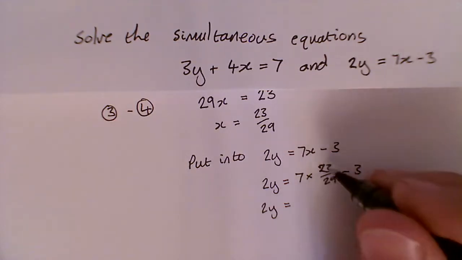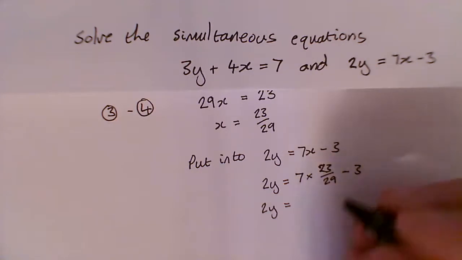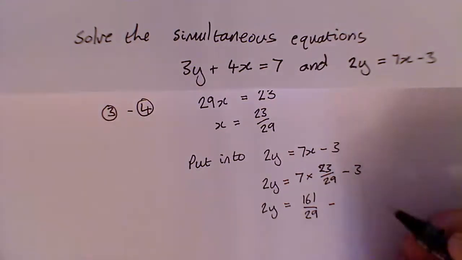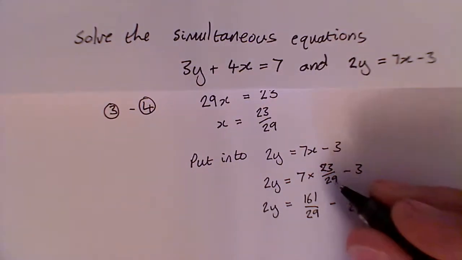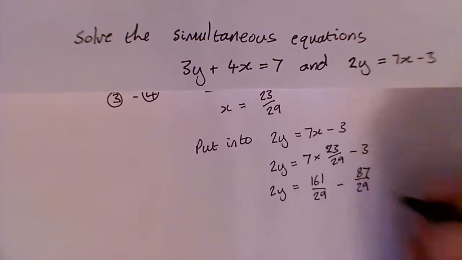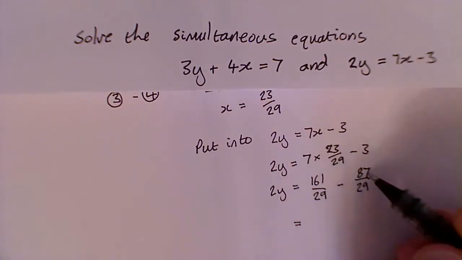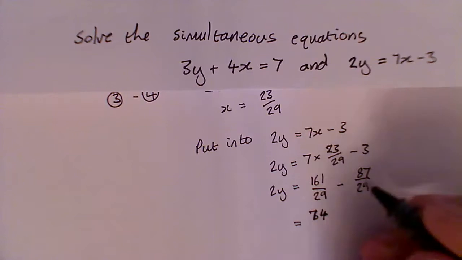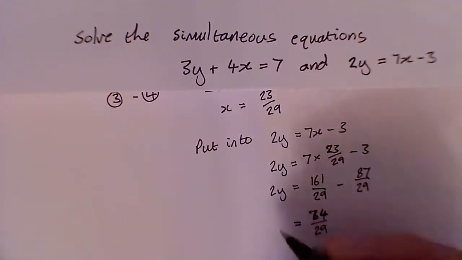Yeah, that probably is the easiest way to do it. 7 23s are 140, plus 21 is 161 over 29. Take away 3, put that over 29. Well, 3 29s are 87, I believe. And so we now have 161 take away 87, which is, I should have done this in advance, 64. No, try that again, 74. Definitely should have checked this one in advance. 74 over 29, and that's 2y.